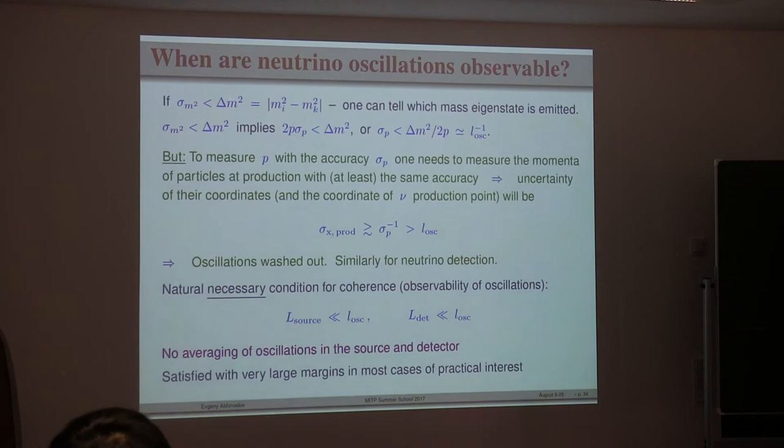And a very similar situation for neutrino detection. Exactly the same argument. If by measuring energies and momenta of the particles which participate in neutrino detection, we find out the energy and momentum of the neutrino with very high accuracy, we destroy the coherence of the detected neutrino state, and this would mean that we will not see any oscillation. So these are neutrino production coherence and neutrino detection coherence. There is one more type of possible decoherence, which is called propagation decoherence.